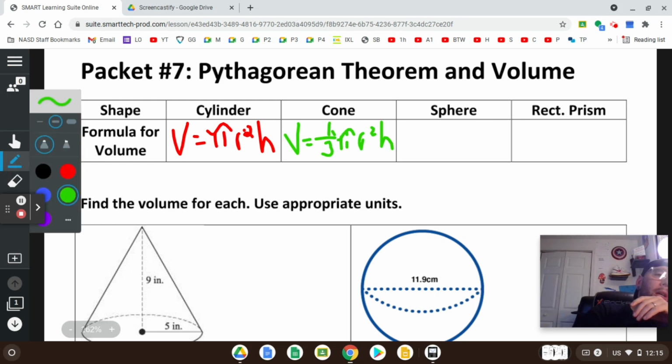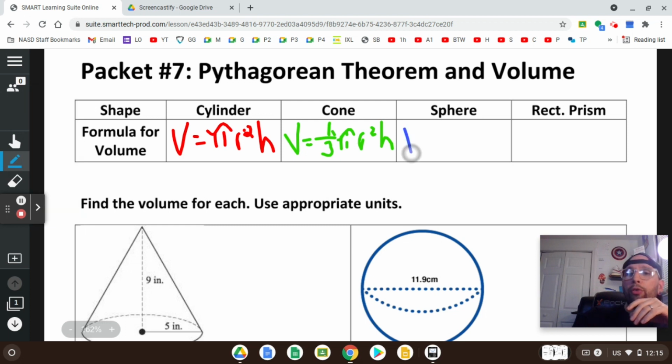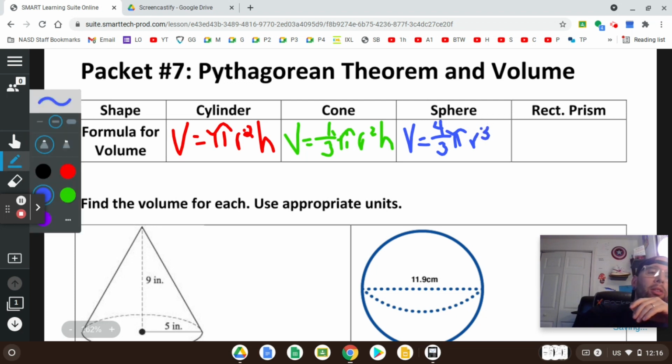Sphere is V equals 4/3 pi r cubed. We don't worry about h for sphere. 4/3 pi r cubed. And the rectangular prism is the easiest of them all: length times width times height.